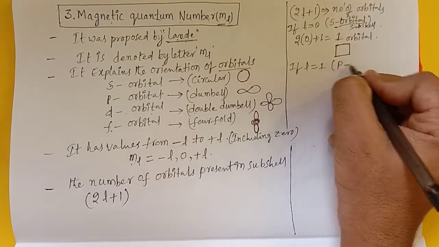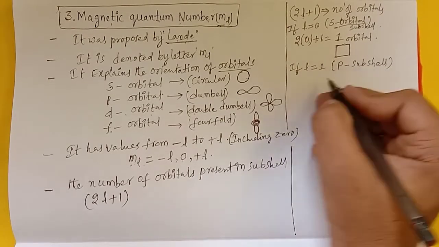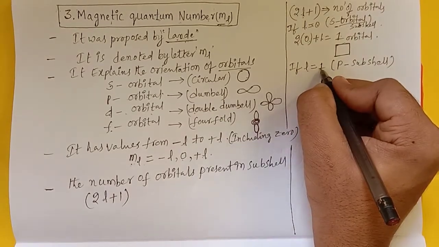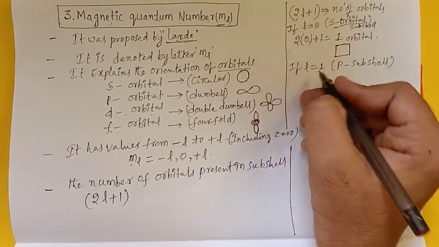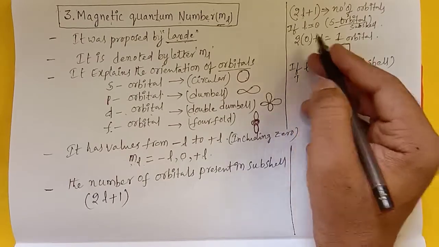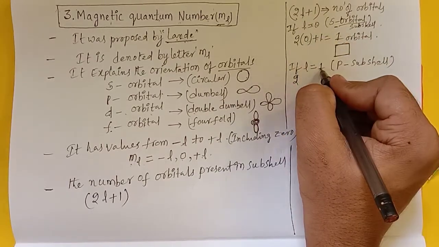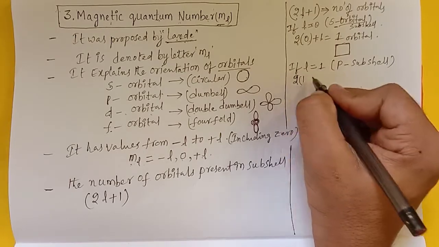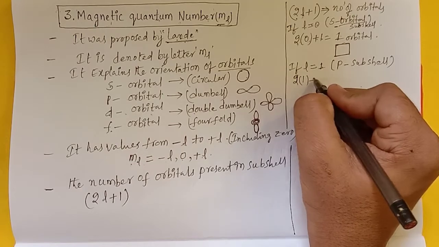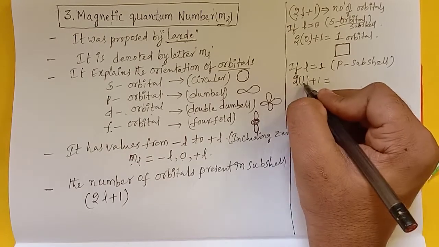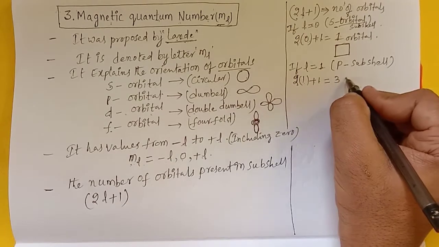Next, if L equal to 1, L equal to 1 means what? That is the P subshell. For the P subshell you have to substitute L equal to 1 in the formula 2L plus 1. Instead of L we substitute 1: 2 ones are 2, 2 plus 1 how much? 3.